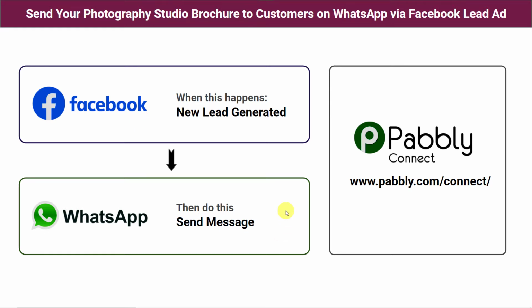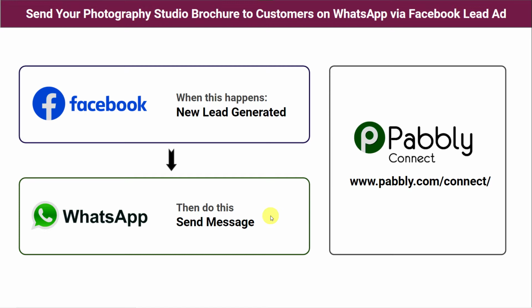First, do it manually. Take the details of your customer from your Facebook lead ad forms, compose a message in WhatsApp, attach the studio brochure and send it to the customers. This will be a time-consuming and a tiresome process, and it becomes impossible when you have hundreds and thousands of leads in a day. So how are you going to do this?